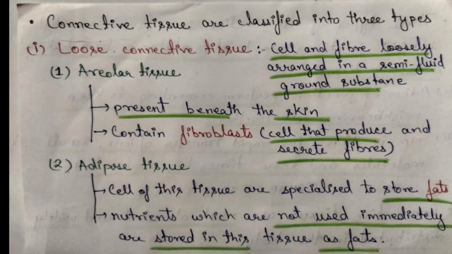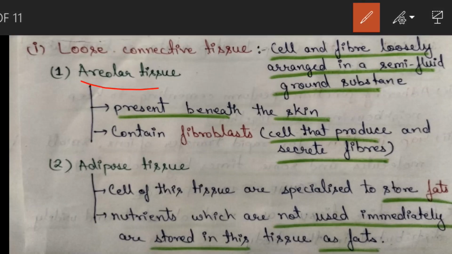Next we look at classification of connective tissue. Connective tissue is classified into three types. First one is loose connective tissue. In this, cells and fibers are loosely arranged in a semi-fluid ground substance. An example of loose connective tissue is areolar tissue. It is present beneath the skin. It contains cells like fibroblasts which secrete fibers, and macrophages and mast cells are also present.